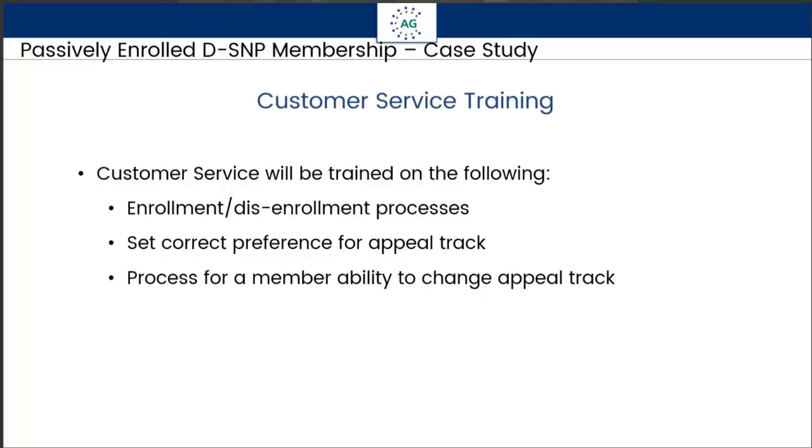How to select the correct preference for the appeal track. We're going to talk a little bit about that next, as far as what track, Medicare or Medicaid, this case can use, and also how to process a member who wants to change the track. Again, we'll talk a little bit more about that as we move forward.